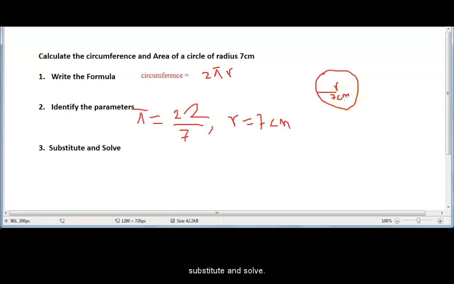Okay, substitute and solve. The circumference will now be equal to 2 multiplied by 22/7 times 7. 7 can cancel 7. 2 times 22 equals 44.